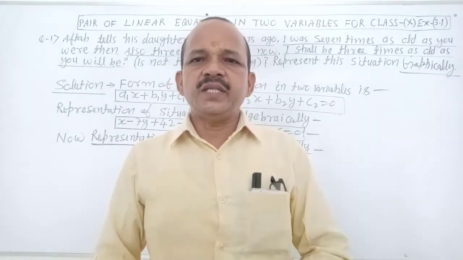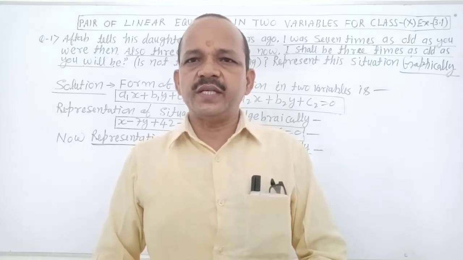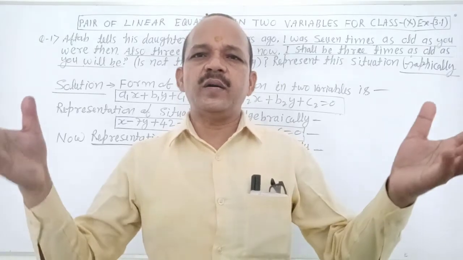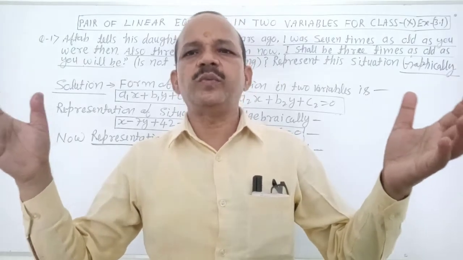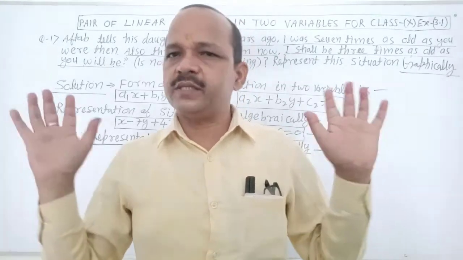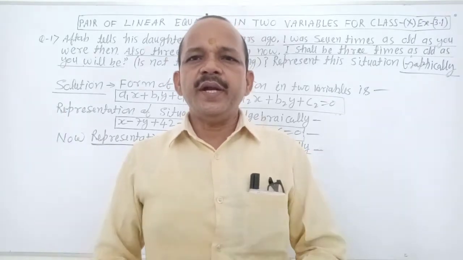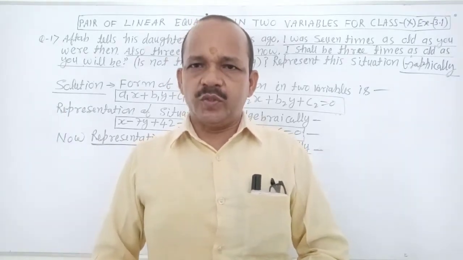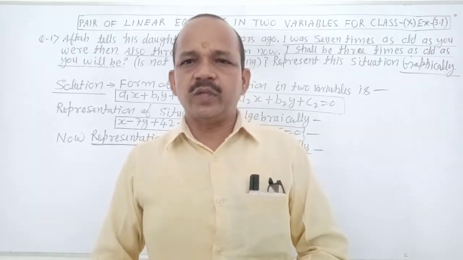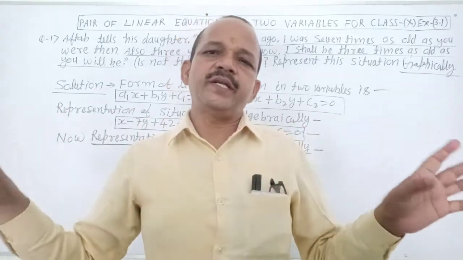Very good. Firstly, I want to describe the form of a pair of linear equations in two variables, because you can ask me what the form of a pair of linear equations in two variables is. It is new for you, so you can ask questions very easily. It is clear? No confusion about it? Very good. a1x plus b1y plus c1 equal to 0 and a2x plus b2y plus c2 equal to 0. It is the form of a pair of linear equations in two variables.